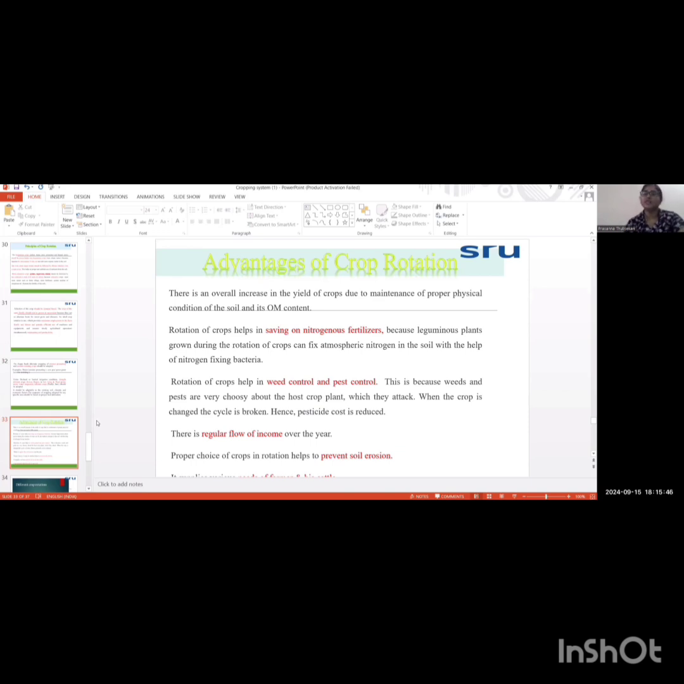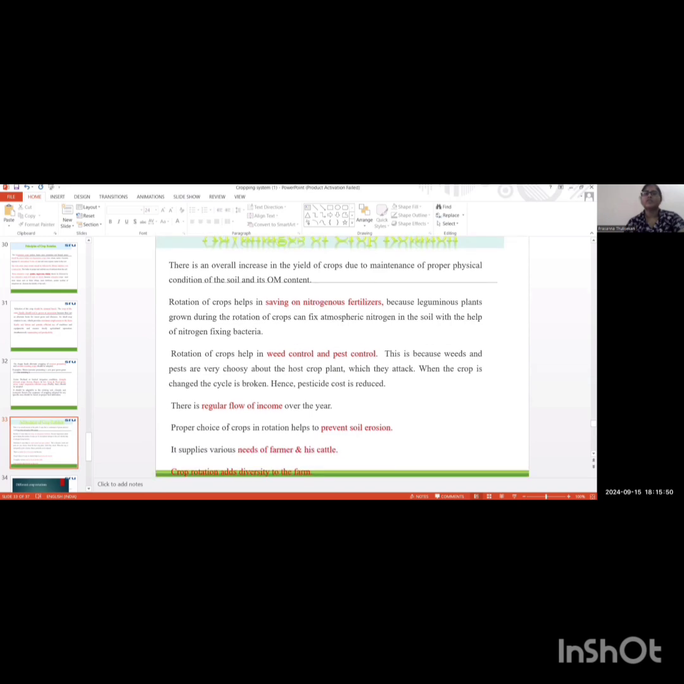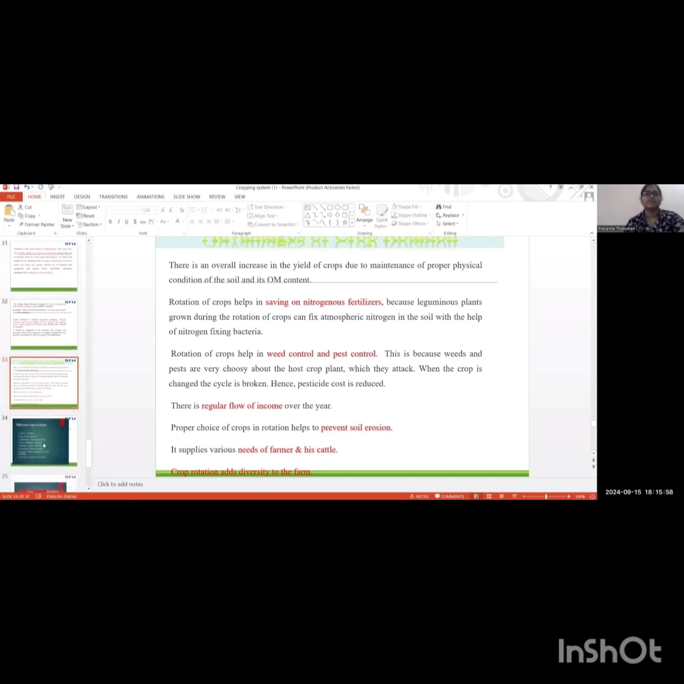And there is regular flow of income over the year, and proper choice of the crops in rotation helps to prevent soil erosion, and it supplies needs of farmers and his cattle.